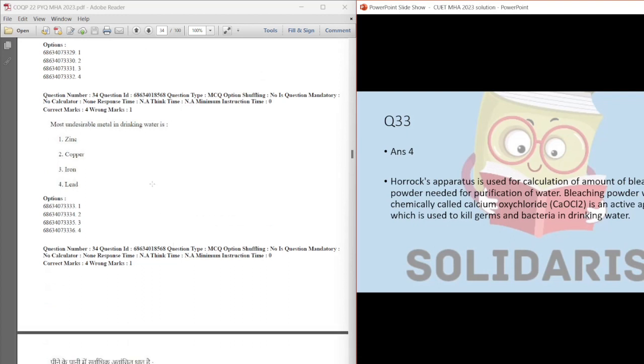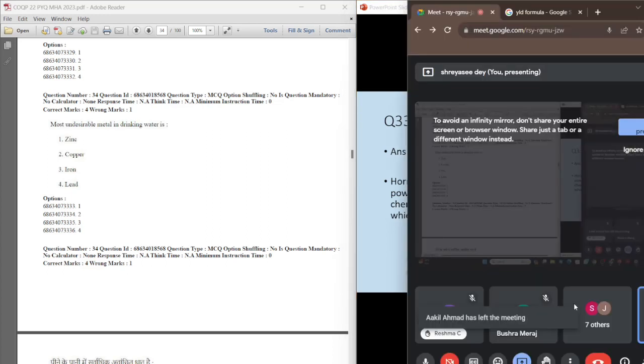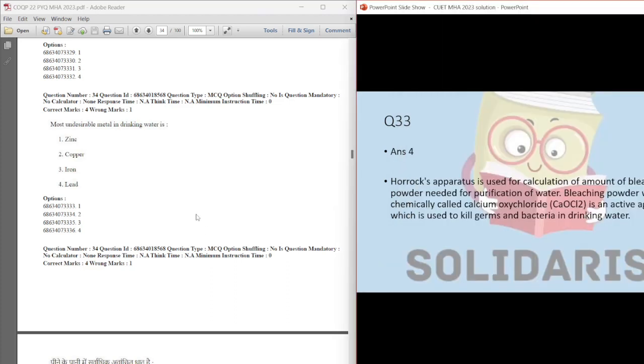Next question is, what is the most undesirable metal in drinking water? Here also we need a little understanding about our physiology. Any of you had physiology, and any of you have any idea about micronutrients needed in our body? I'm talking from the perspective of non-medical students. So let's see. There are 4 options: zinc, copper, iron, and lead.